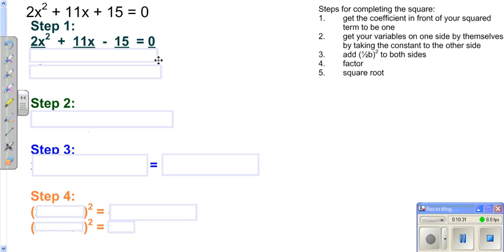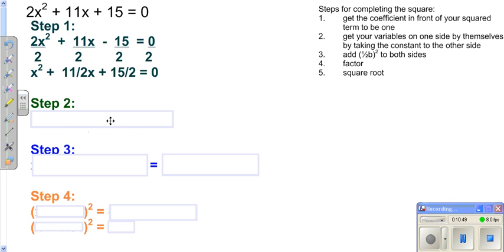So we'll go ahead and do that on this one here. Step 1, get the coefficient from your squared term to be 1, so we've got to get rid of your timesing by 2, so we'll divide everything by 2. And we're left with this. Then you got to get your variables here by themselves, so you got to get rid of your 15/3. So we need to go ahead and take that to the other side.